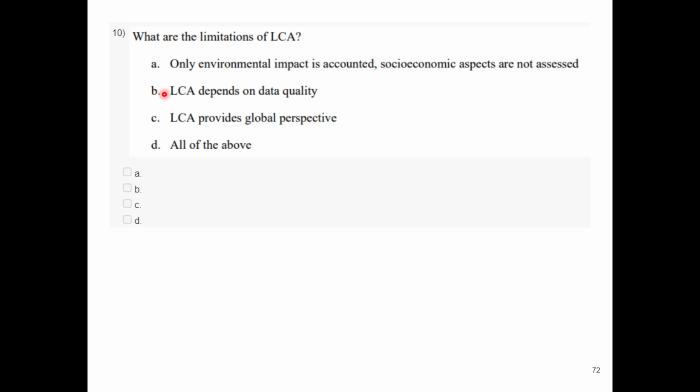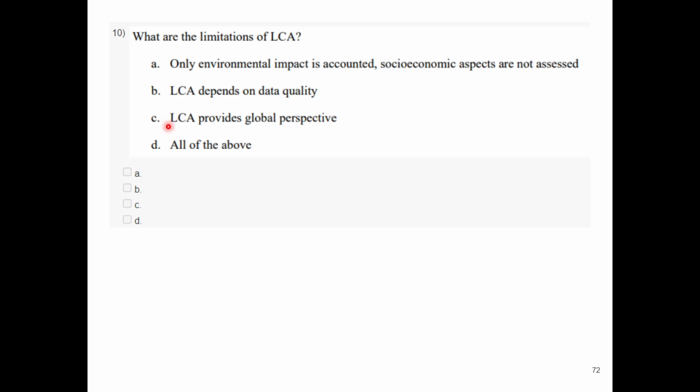So, only environmental impact is accounted, socio-economic aspects are not assessed. So that is true. That is a limitation of LCA. So therefore A option is correct. B, LCA depends on data quality, so definitely, the higher the quality of the inventory, the stock of data, the better will be the analysis and the score interpretation. So B is also correct, so that is also a limitation.